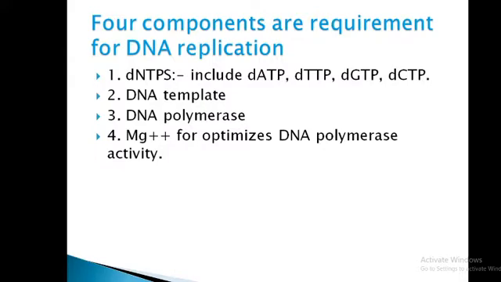Four components are required for the DNA replication process. dNTPs, which include dATP, dTTP, dGTP and dCTP. Without a template strand, the DNA replication process cannot proceed. DNA polymerase enzymes, one of the processive enzymes, by which the daughter strands are synthesized. Magnesium ions optimize the DNA polymerase activity. If there are no magnesium ions, the activity of DNA polymerase will be very low.